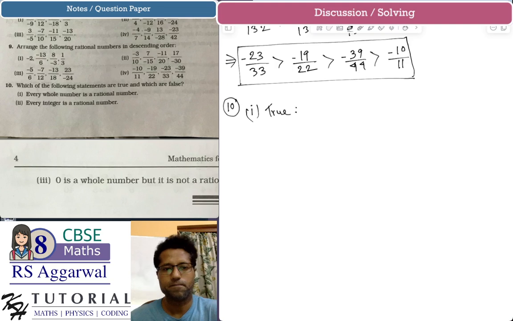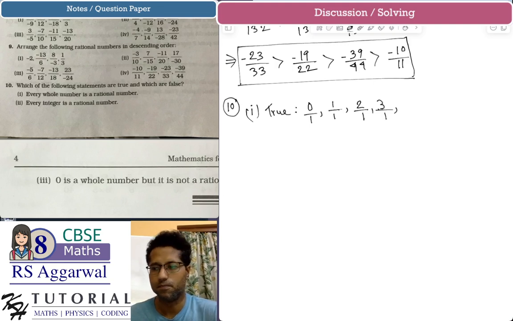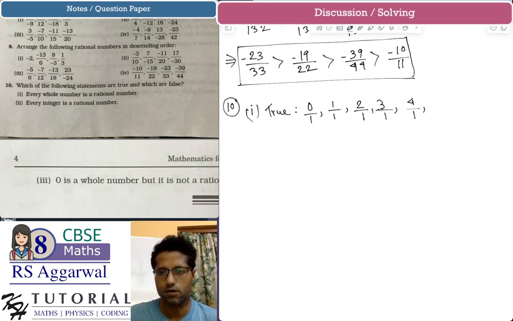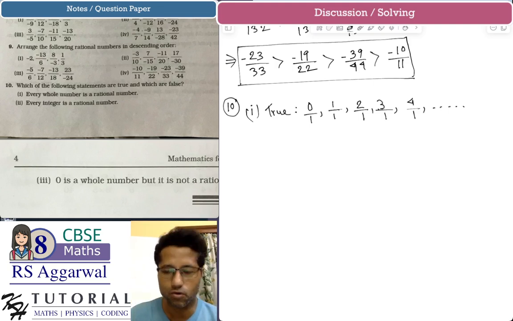This is true because 0 can be written as 0 by 1, 1 can be written as 1 by 1, and 2 can be written as 2 by 1. So likewise, we can write all the whole numbers in the form of rational number p by q, where p will be the whole number and q will be 1. So this is true. Every whole number can be written in the form p by q, where q will be 1 and p will be the whole number. Okay.